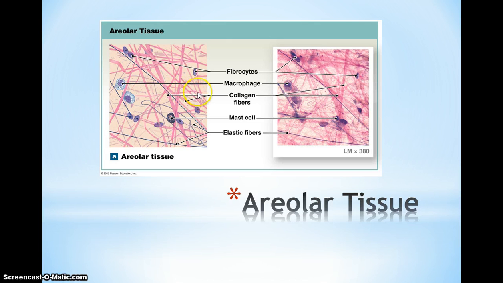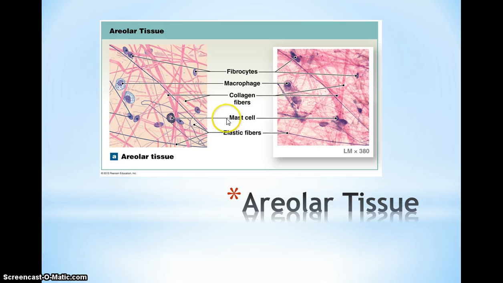We have fibroblasts. Blasts build. Fibroblasts are going to produce the fibers that are in connective tissue. Fibrocytes are the cells that are mature. You will find macrophages. These may be free or they may be fixed. They are going to engulf cellular debris, pathogens, whatever might need cleaning out of the connective tissue.